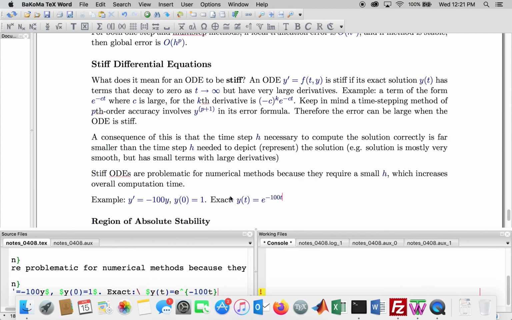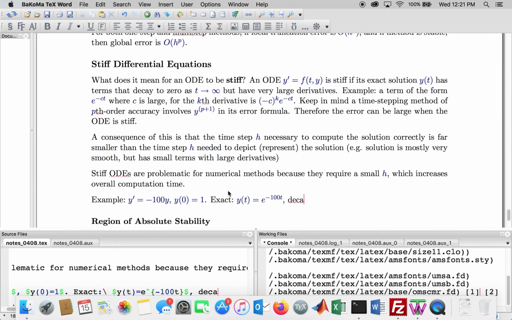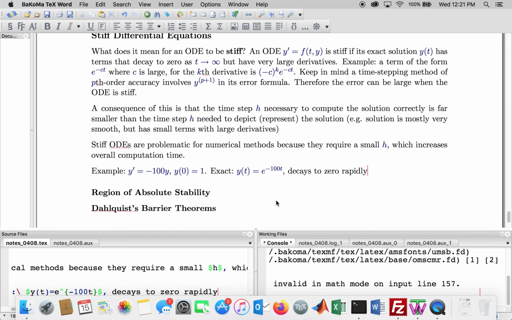So it's something that decays to 0 very quickly because of that 100 in the exponent. To give you an idea, if I were to say at time t equals 1, if I take the exponential of that, it's practically 0. It's far smaller than even machine precision. It's on the order of 10 to the minus 44. So, very rapid decay.